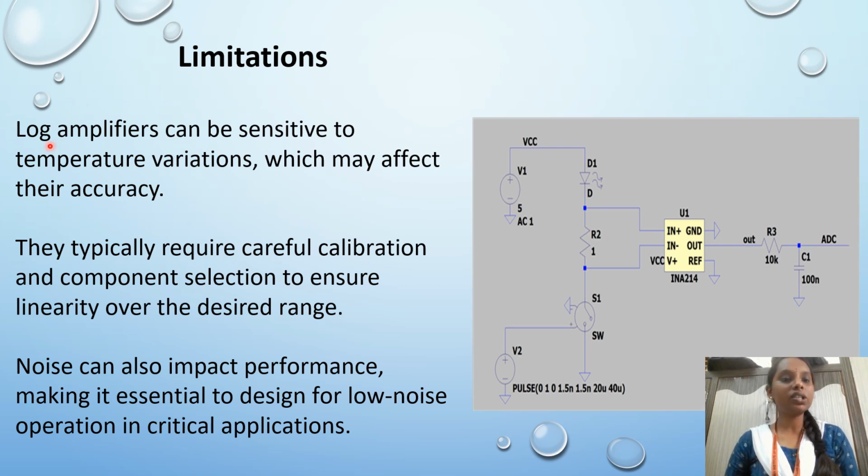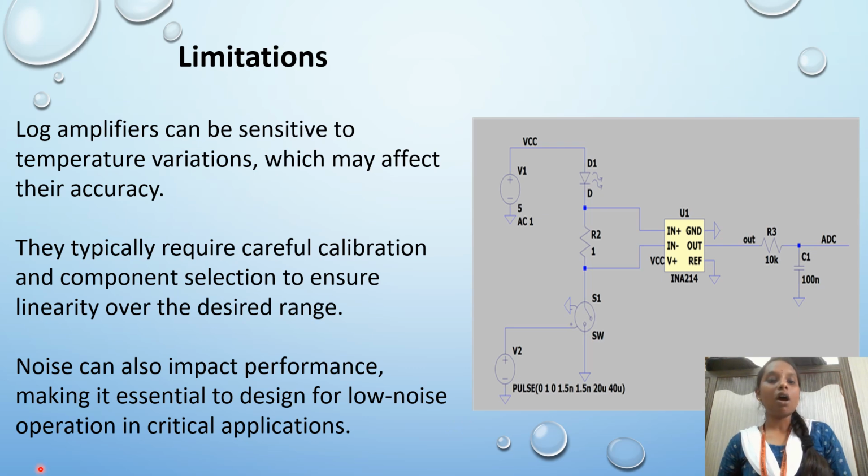Next, limitations. Log amplifiers can be sensitive to temperature variations, which may affect their accuracy. They typically require careful calibration and component selection to ensure linearity over the desired range. Noise can also impact performance, making it essential to design for low noise operation in critical applications. These are the limitations of log amplifiers.